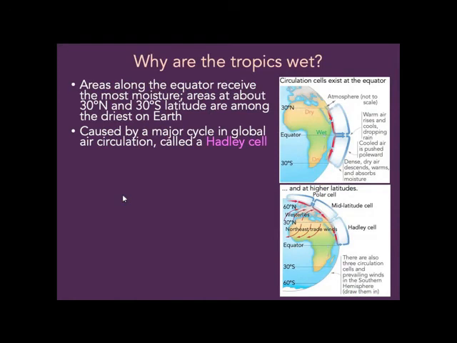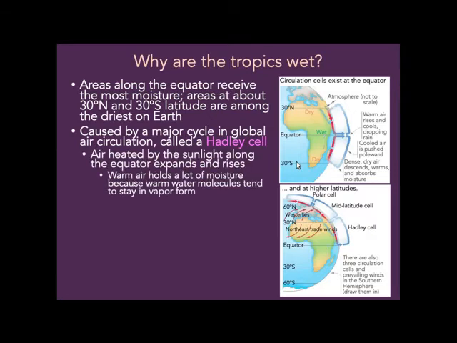People often ask why the tropics are wet. This is a little bit more complicated, but not too complicated. We know that if you look at the Earth, the areas at 30 degrees north and 30 degrees south in latitude are the driest on Earth, and those are where the deserts tend to be. Okay, the equator is fairly wet, right? But then 30 degrees north and south are dry. And so this is caused by a major cycle in global air circulation called a Hadley cell.